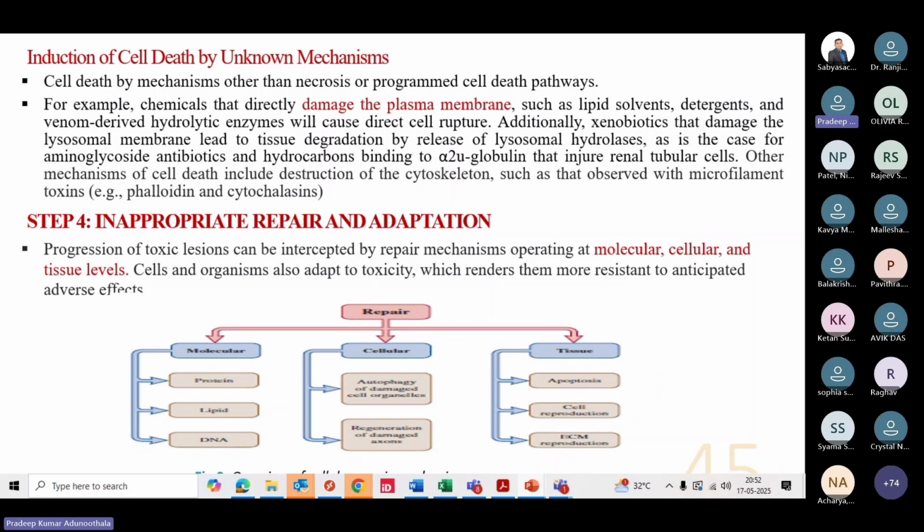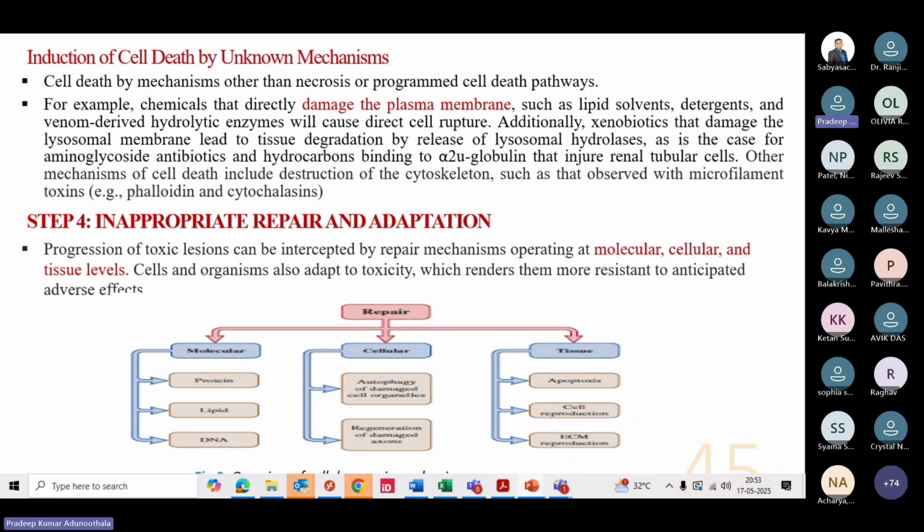Examples for this mechanism are chemicals that damage the plasma membrane, like solvents, detergents, and venoms derived from hydrolytic enzymes that cause direct cell rupture and lead to death. There are also some that damage the lysosomal membrane and lead to tissue degradation by release of lysosomal hydrolases. Examples are aminoglycoside antibiotics and hydrocarbon binding to alpha 2 globulin that injure the renal tubule cells. Other mechanisms of cell death include destruction of the cytoskeleton, such as observed with microfilament toxins, phalloidin and cytochalasins.